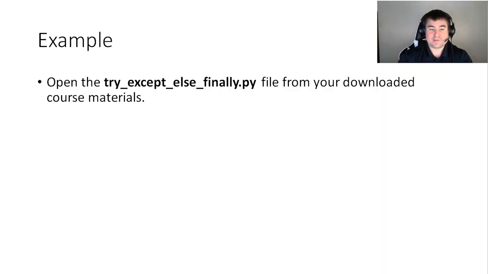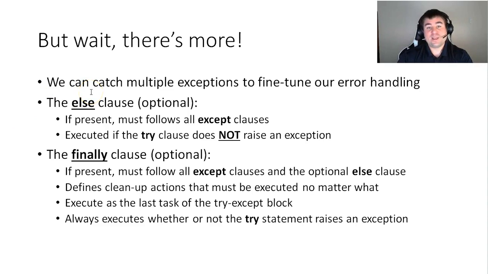Okay, let's just recap one more time. So first, we can catch multiple exceptions to serve different purposes, again, depending on what the error is. We don't have to, but can have the else clause. If we do, it must follow all the except clauses, and it executes if and only if no exception was raised. We can, but don't have to have the finally clause. It must follow everything else, all the except clauses, all the else clause if it is there, and it always contains tasks that usually must be executed to clean up the state of your program.